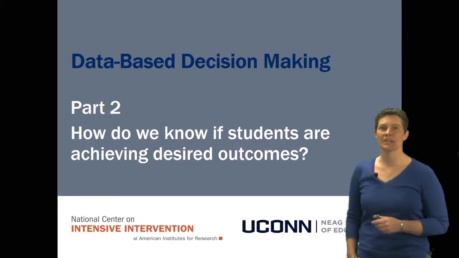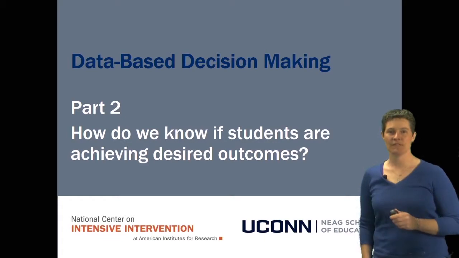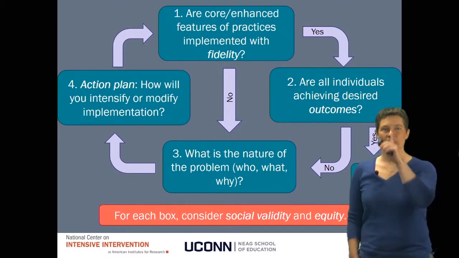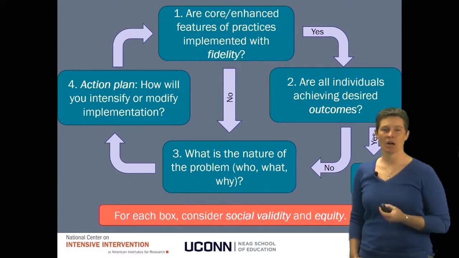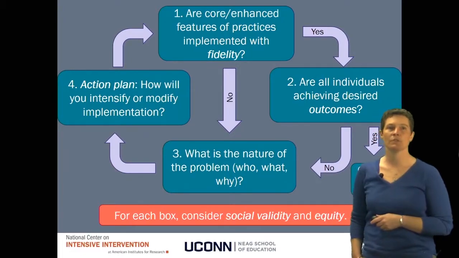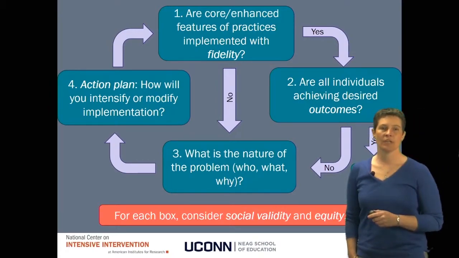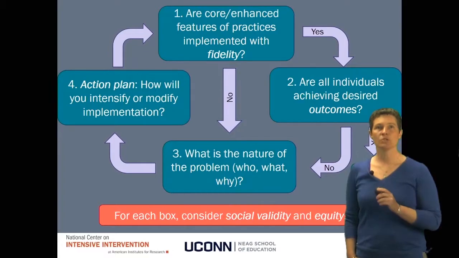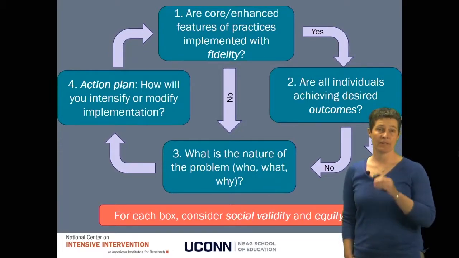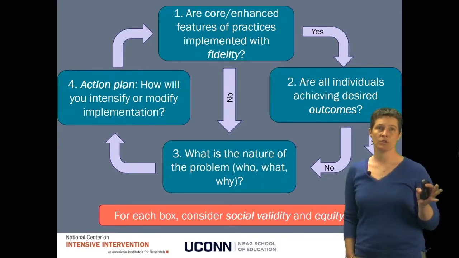In part two, we're going to think about how we know if students are achieving desired outcomes. So remember, we started first thinking about are those critical features of classroom management in place? We just gave you a couple of examples of ways you could measure that, and you practiced using one of the self-assessment tools in your last discussion post. Once you know that those are implemented with fidelity, we're going to move on to thinking about student outcomes.